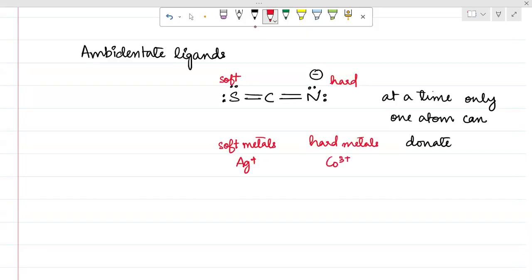So again, I repeat, how these are termed as soft or hard, you will get that understanding from chemical bonding. For now, just understand that if a metal comes and it is soft, sulfur will donate. If a metal comes and it is hard, nitrogen will donate. Okay, that's it. So you have two different atoms, and at a time only one atom can donate. You might have two different donors, but at a time only one can donate.